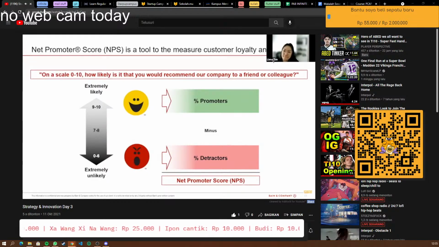Ada pertanyaan lagi? NPS ini banyak dipakai di perusahaan besar, nggak hanya startup ya, Mbak Lina. Oh iya, traditional companies use this. Ya, traditional company juga pakai. Jadi meskipun kalian nggak jadi founder startup, nantinya tetap harus menguasai ini gitu ya. Iya. Ini sangat membantu kita. Hasbi, silakan.